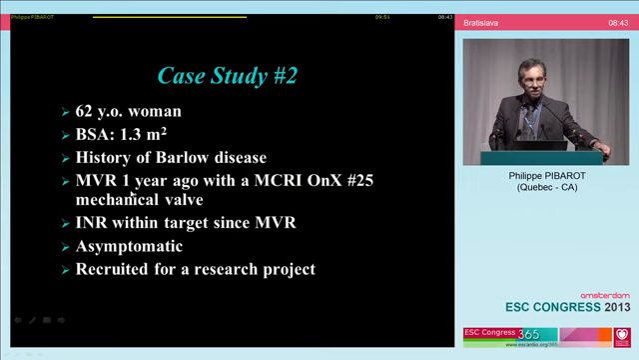Now, the other case is a lady with a BSA of 1.3, and here she underwent a mitral valve replacement 1 year ago with an Onyx valve. So this is again a bileaflet mechanical valve. Her INR has been within target since the replacement, and actually she's asymptomatic. She is simply recruited for one of our research projects.